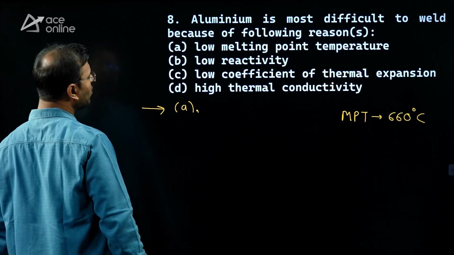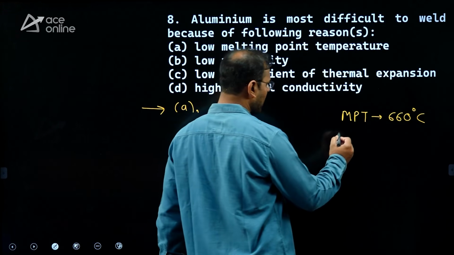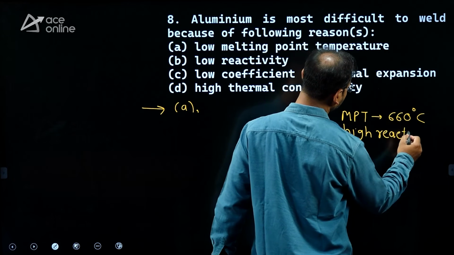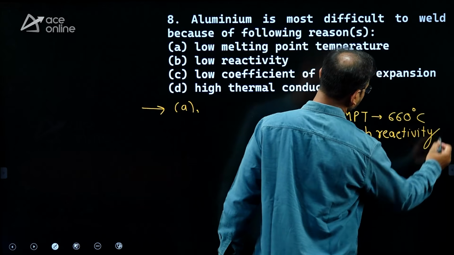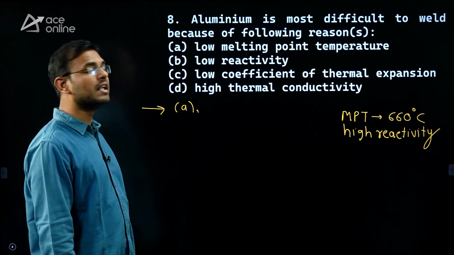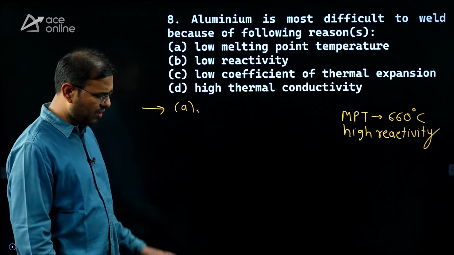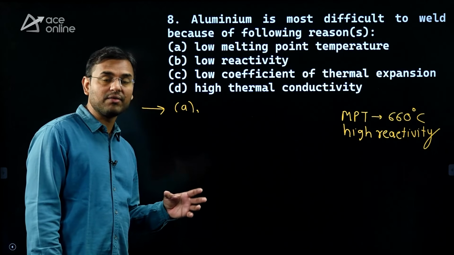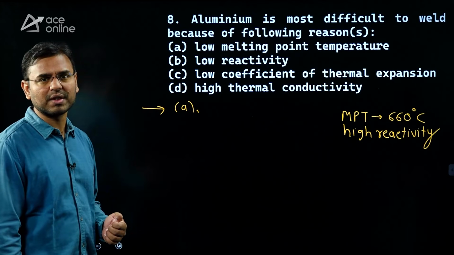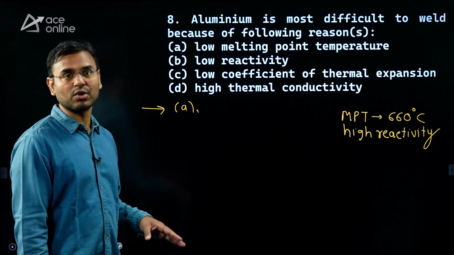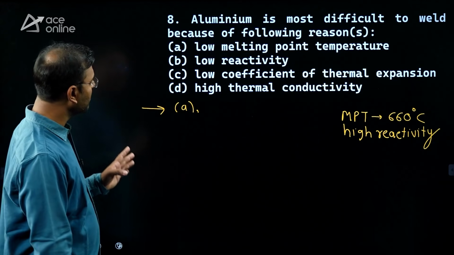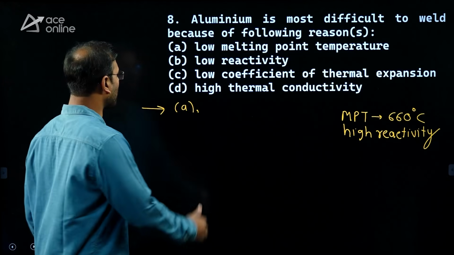Okay, next is low reactivity. Wrong. Aluminum has high reactivity, because aluminum is highly reactive, everyone knows. Why does it have high reactivity? When the molten metal of aluminum is produced, it suddenly reacts with atmospheric oxygen, and aluminum oxides form, meaning some rust forms and some material properties change. Therefore it has high reactivity. Low reactivity is wrong.